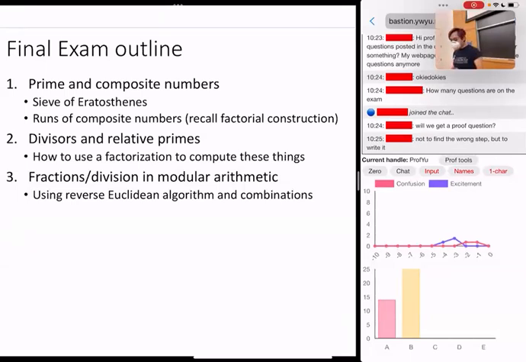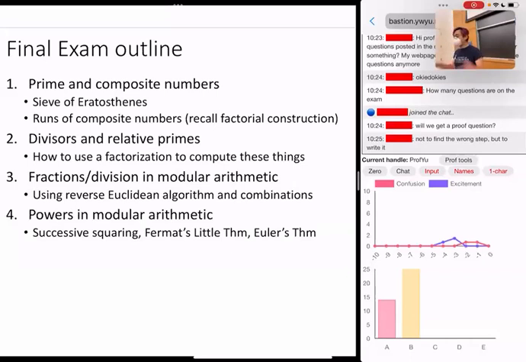As I mentioned, you're not going to have to directly use the Euclidean algorithm, but you will have to use it as part of this modular arithmetic question. You have to do powers in modular arithmetic, which you guys have lots of experience with now. There are, of course, a couple of different methods. One is successive squaring, so repeatedly squaring. Another is that you can sometimes use Fermat's little theorem or Euler's theorem to take a really big number and make it smaller in terms of powers.